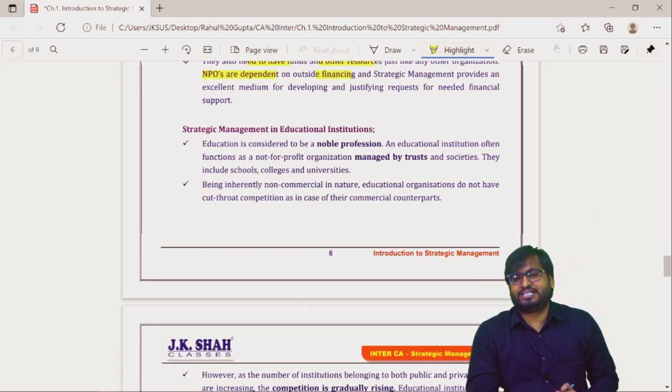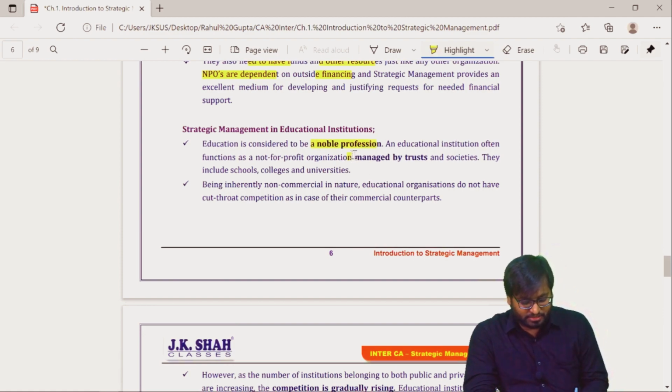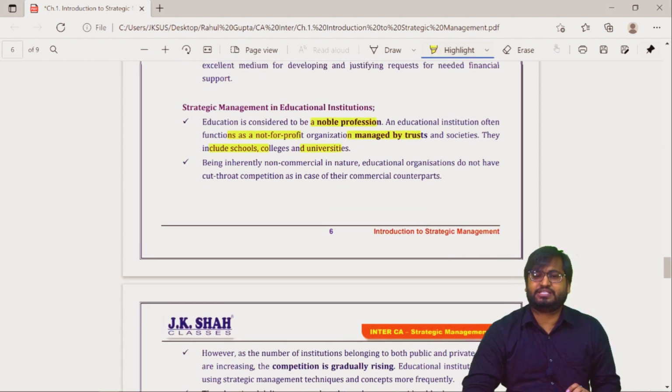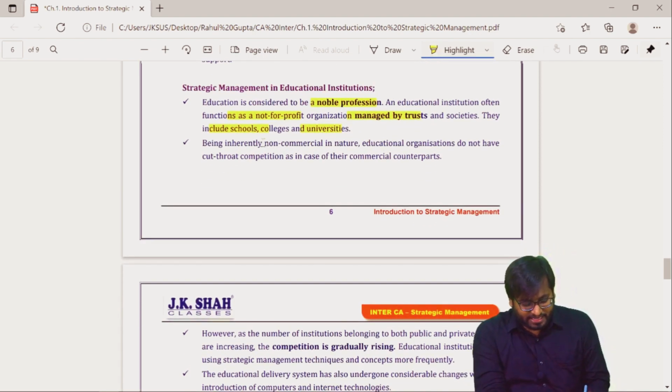Next question, strategic management in educational institutions. A noble profession, managed by trusts, including schools, colleges and universities. All these sentences were discussed with you, right? It is a not-for-profit organization. Being inherently non-commercial, because it is not for profit, they do not have competition.